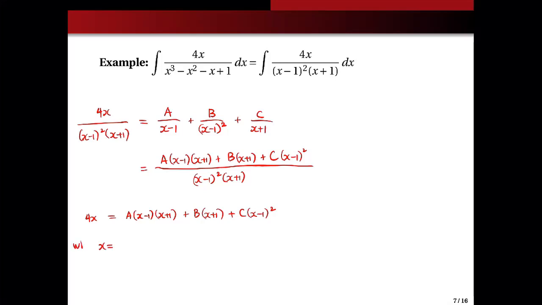x equals negative 1, then left hand side we'll just get negative 4. The right hand side, this will disappear. This will also disappear. We'll just have c times negative 1 minus 1 quantity squared. This is c times negative 2 squared. And this is just 4c. And therefore, c is equal to negative 1.